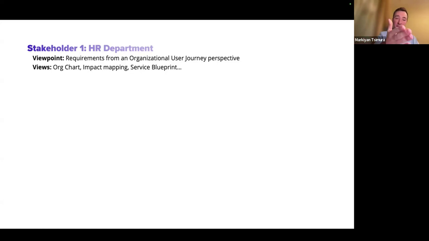You can do this with views. What are views? Basically, your different modeling techniques: organizational charts, impact mapping, service blueprint, user journey, and you can name it and name it and name it. Different views can help them understand how your solution will work and how to collaborate with you on this solution.